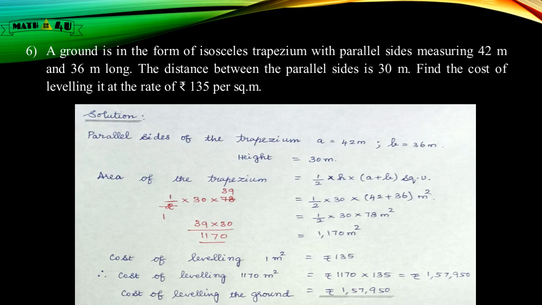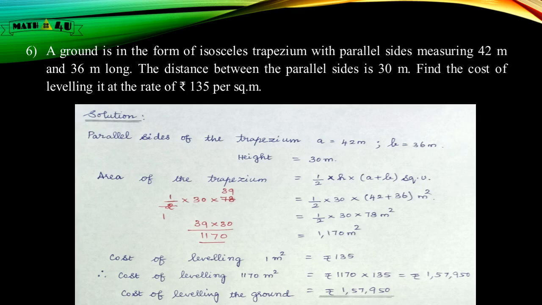Parallel sides of the trapezium, a is equal to 42 meter, b is equal to 36 meter. Height is equal to 30 meter. Area of the trapezium is equal to half into h into (a plus b) square units, which is equal to 1 by 2 into 30 into (42 plus 36) meter square. We will get the answer as 1170 meter square.